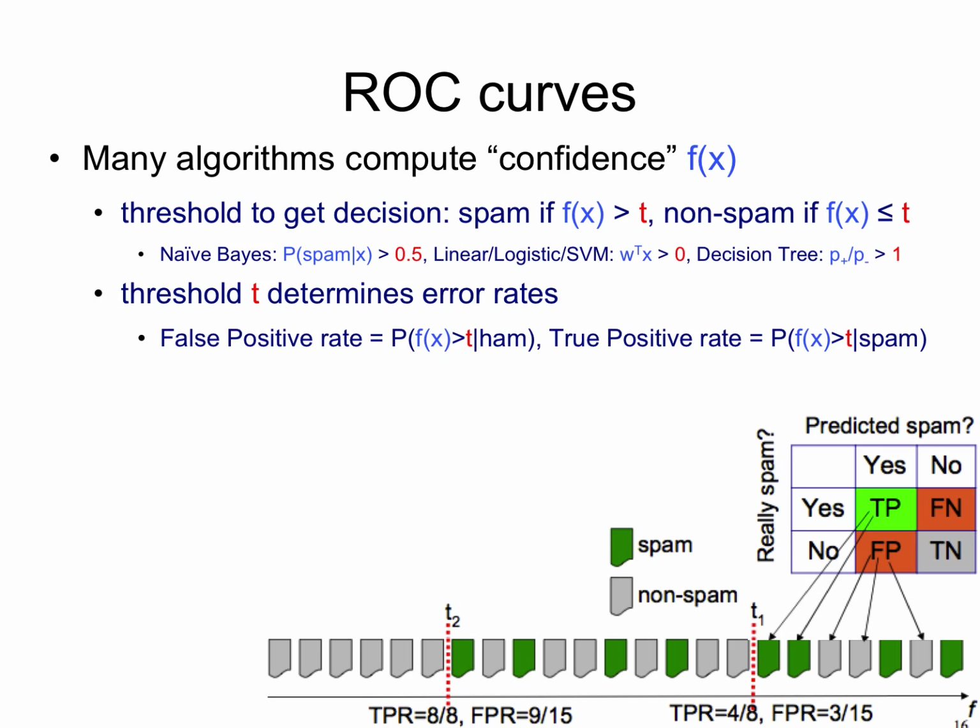Now, if I happen to take that threshold and put it in a different place, I get a very different picture. So if I set it at T2, everything to the right, my classifier thinks it's positive. Now, all 8 of the spam emails are to the right, so my recall or true positive rate is 100%. But my false positive rate is higher. Now I have mistakenly misclassified 9 out of 15 non-spam emails as if they were spam. So my false positive rate is going to jump to, what is it? That's actually 60%.